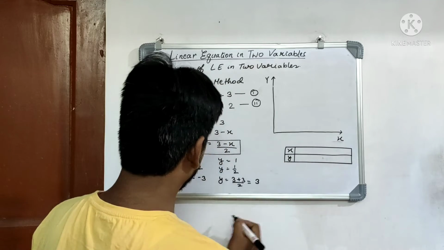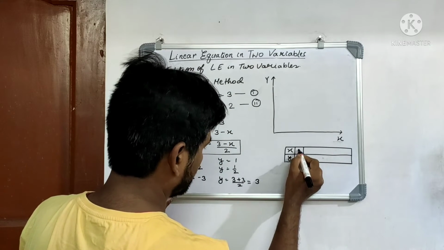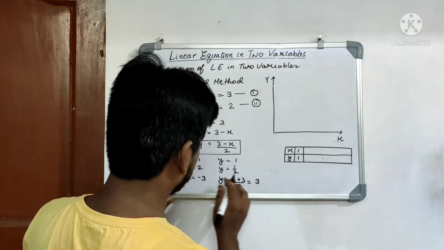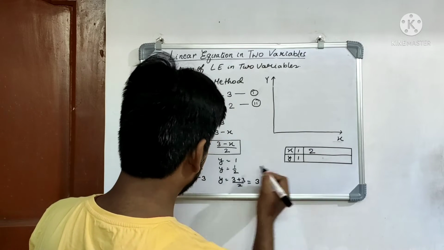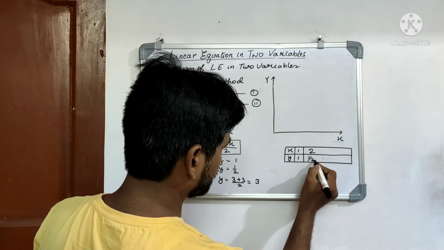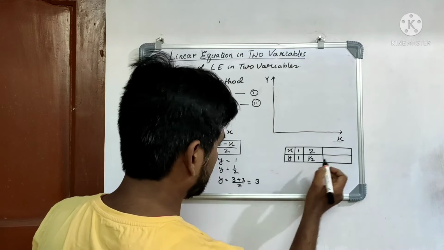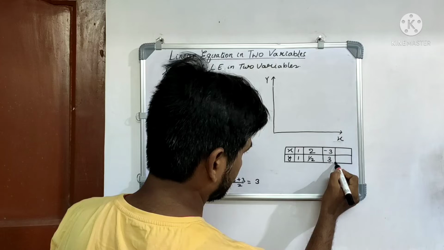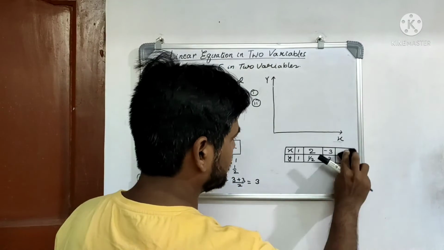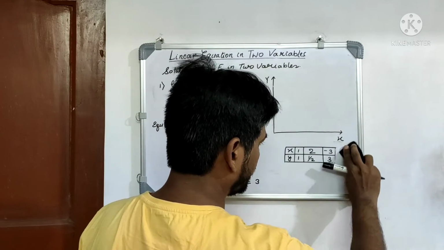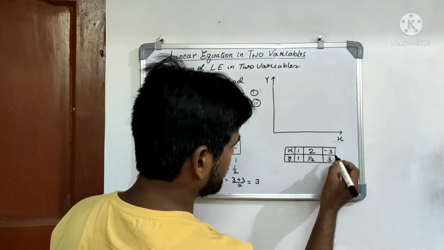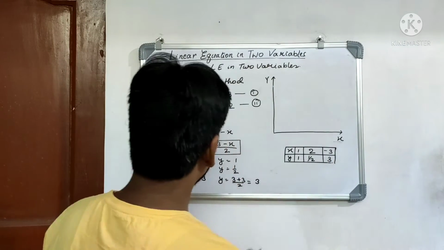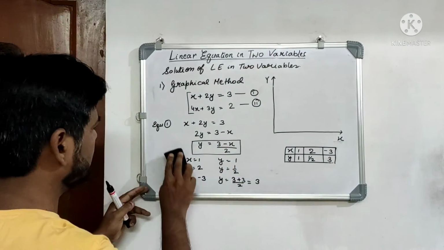X corresponding y value. X is 1, we will get a value for y equal to 1. Then if x is equal to 2, we will get a value equal to 1 upon 2, and consecutively for minus 3 we are getting a value equal to 3 for y. So these are the points that are supposed to be plotted onto the graph. Now let us move on to the equation number 2.